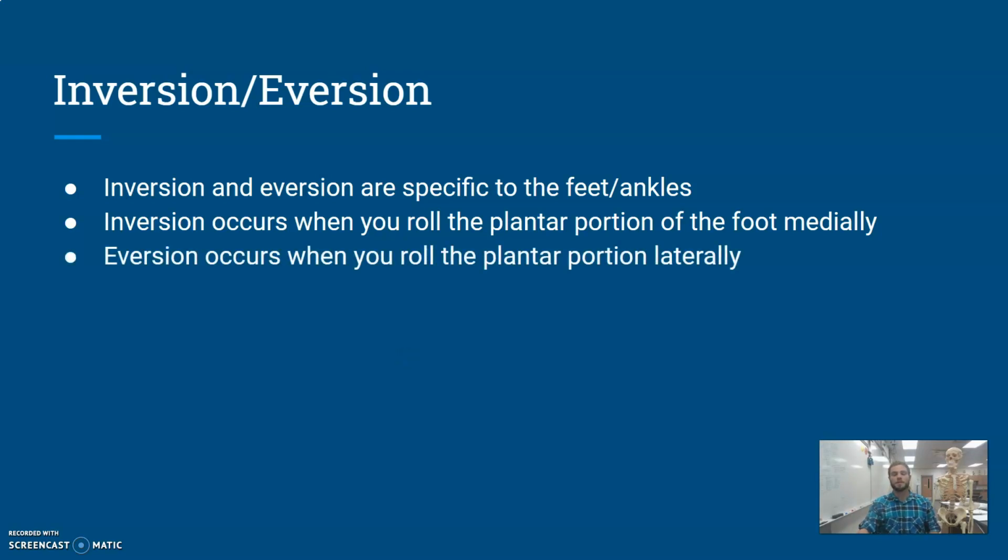Eversion is going to be the opposite. You're going to roll the plantar portion of your foot laterally. You're going to roll it out to where you're standing on the medial portion of your foot. This is another way somebody can roll their ankles, albeit it is much less common. Usually when some sort of eversion occurs, you're going to get a much worse sprain, or even more likely some sort of fracture, avulsion fracture or something is going to take place with those bones and with those ligaments that are trying to hold your ankle intact.